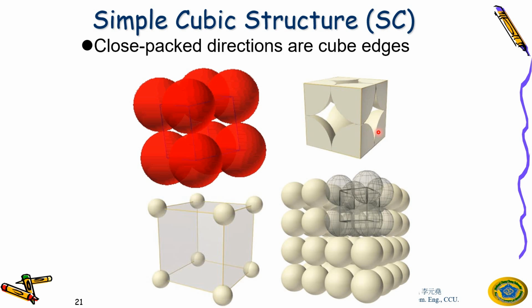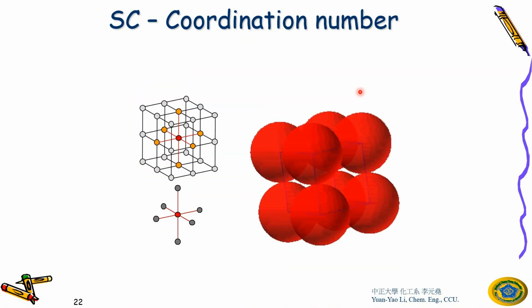Okay, so there's something I want you to know. Close pack directions are cubic edge. You don't need to worry about close pack. Close pack means that between this, there's less space. This is what we call close pack. But I'm going to talk about this later, so don't worry.